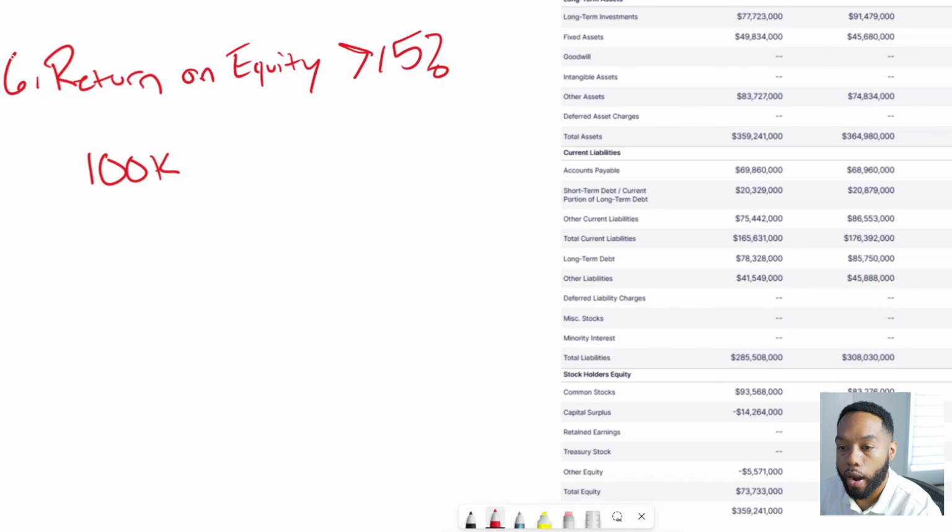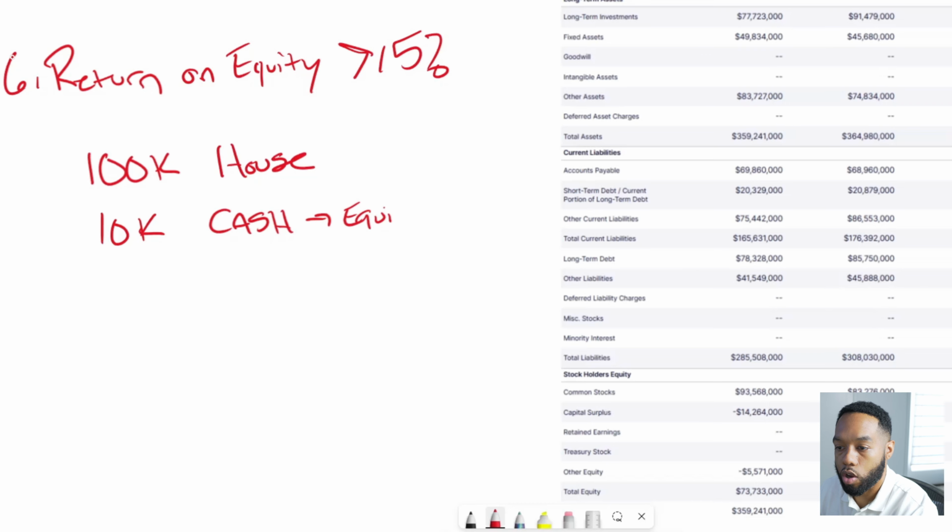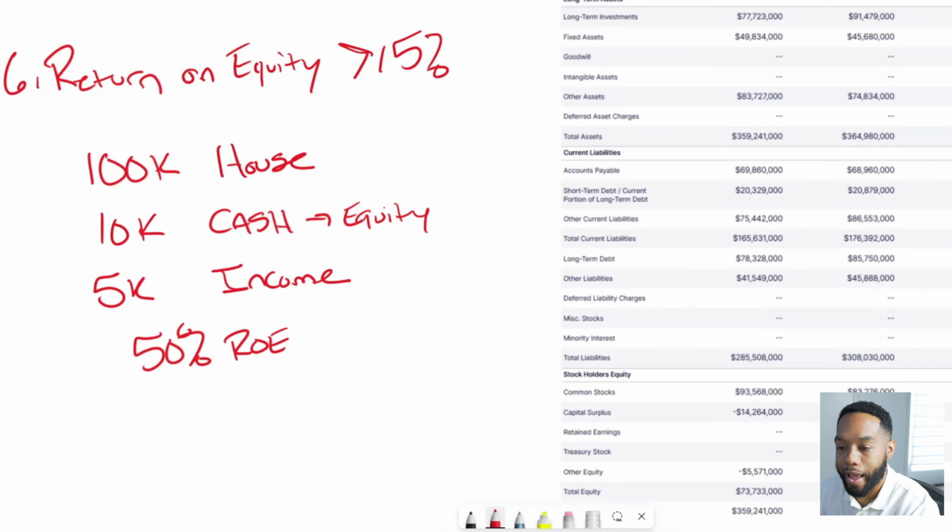Think about if you bought a house for $100,000, right? And to buy this house, we put up a $10,000 cash down payment that is our equity in the home. Now, let's say we turned around and rented that home out, and after all the expenses, the mortgage was paid, we ended up with $5,000 of income from this rental. This would give us a 50% return on equity.